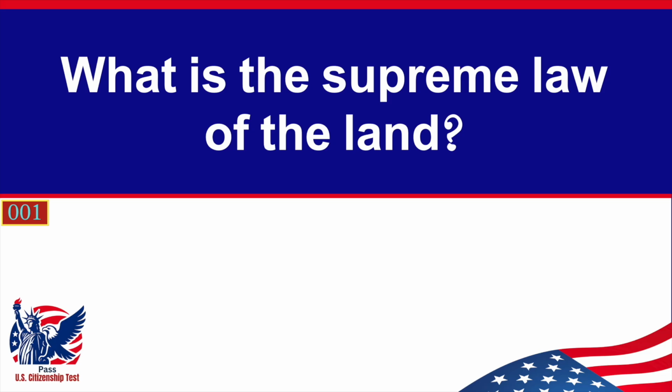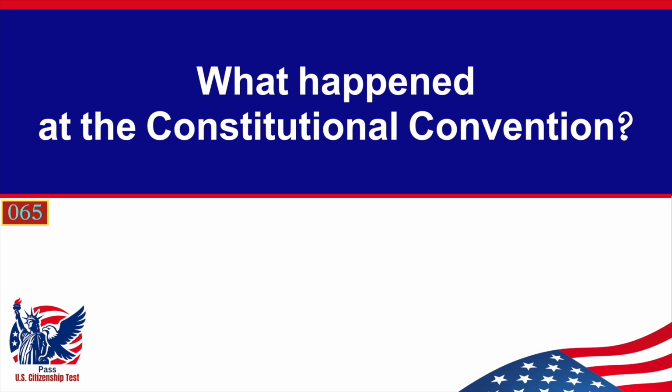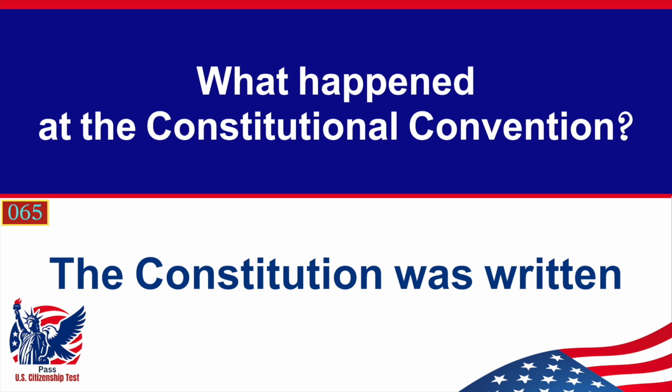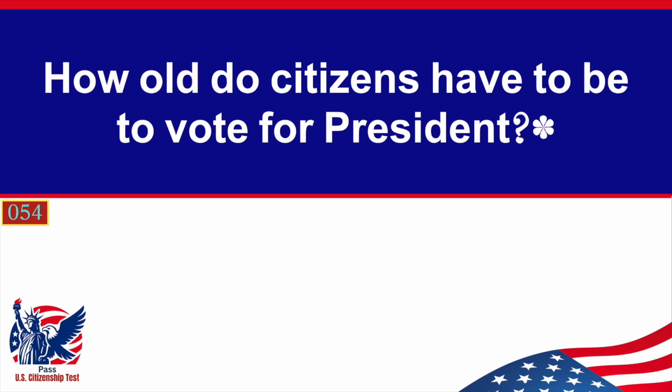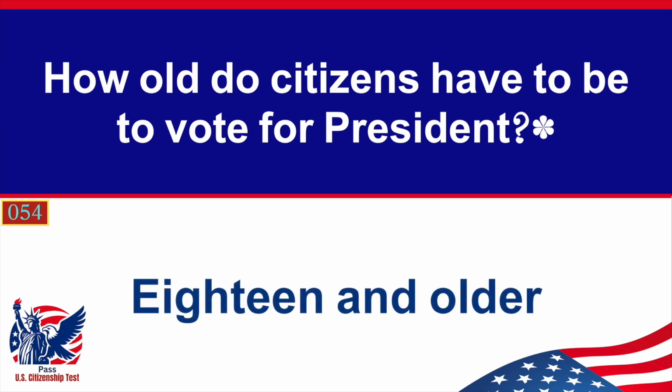What is the supreme law of the land? The Constitution. What happened at the Constitutional Convention? The Constitution was written. How old do citizens have to be to vote for president? 18 and older.